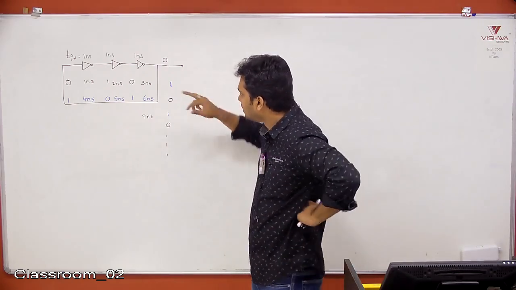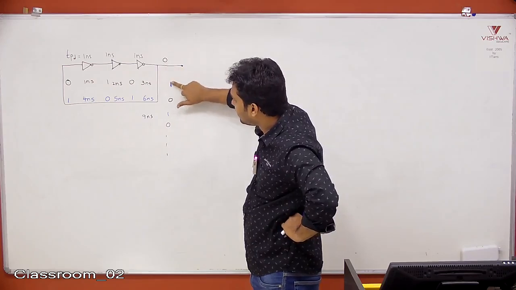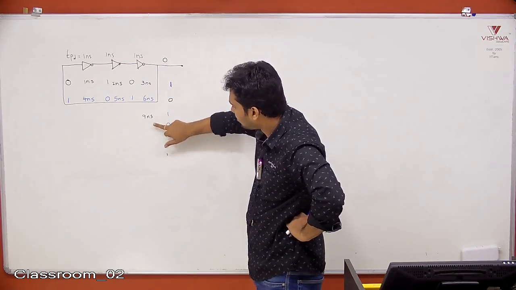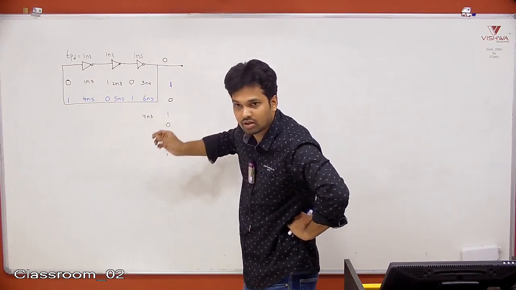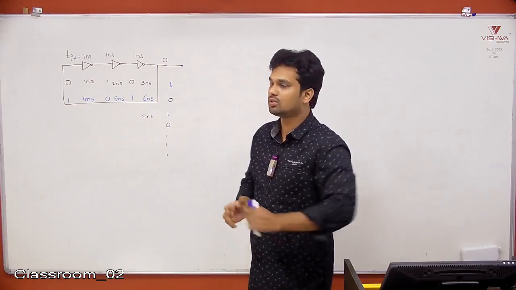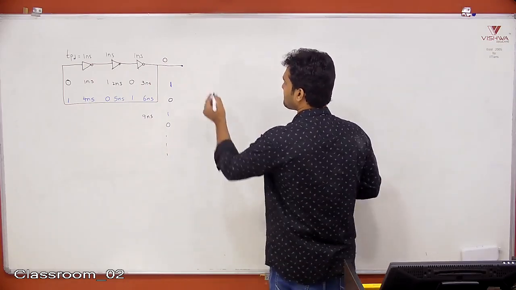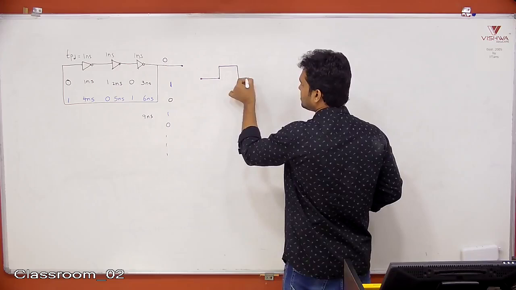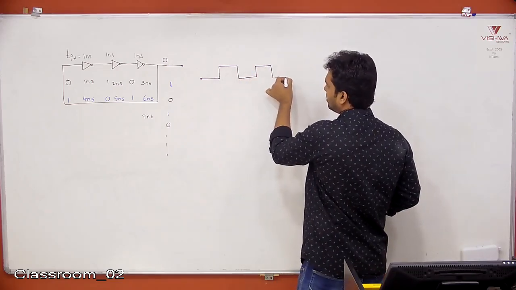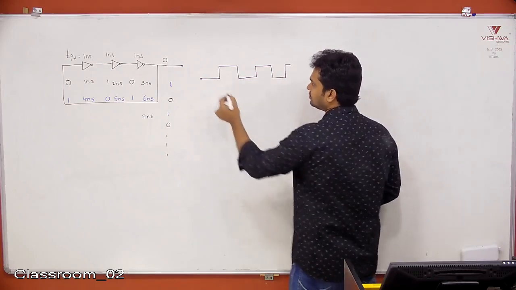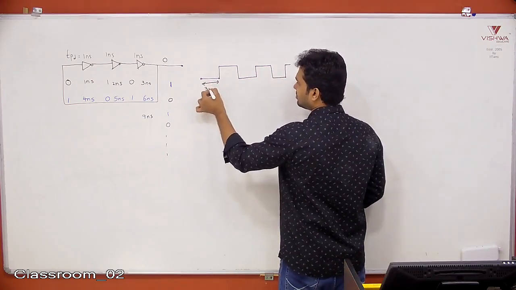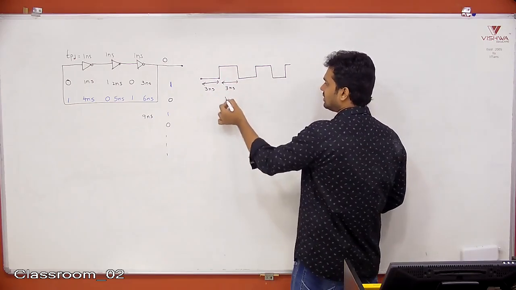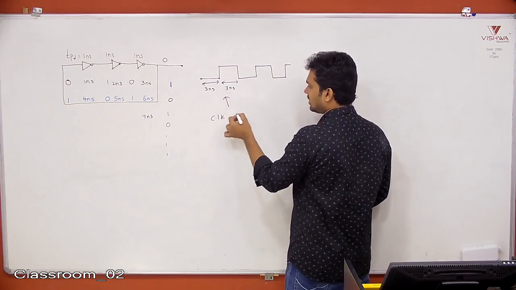It is toggling from 0 to 1 at 3 nanoseconds. After another 3 nanoseconds 0, after another 3 nanoseconds 1, and it will repeat the same 0 1 0 1 0 1. So if you try to draw this output, initially it is 0. After 3 nanoseconds 1. Next 0, 1. Next 0, 1, and so on. It is on for 3 nanoseconds, another 3 nanoseconds, and so on. It is nothing but a clock generator circuit.